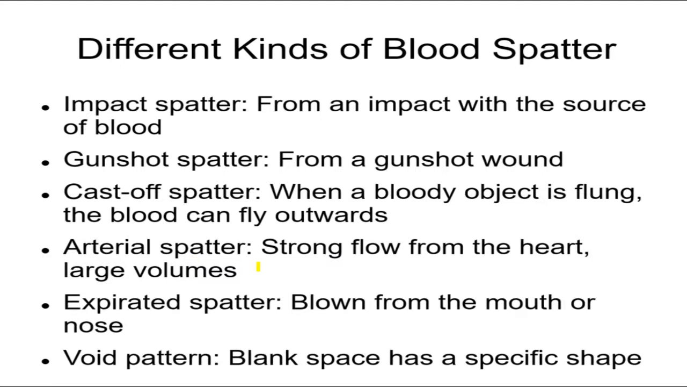Arterial spatter happens if an artery is cut, and these are often fatal situations. If an artery is cut, the heart will pump blood very powerfully, and it'll spurt very strongly, and you should be able to identify this kind of spatter. There's also spatter that is blown from the mouth or the nose, when blood is in the mouth, either originating in the mouth or the lungs, and during breathing it's sprayed out. This also can be identified. And there's also, not blood spatter, but a void pattern. When you have a spatter and there's a space in the spatter, as if someone or something was blocking it, we should be able to identify that.